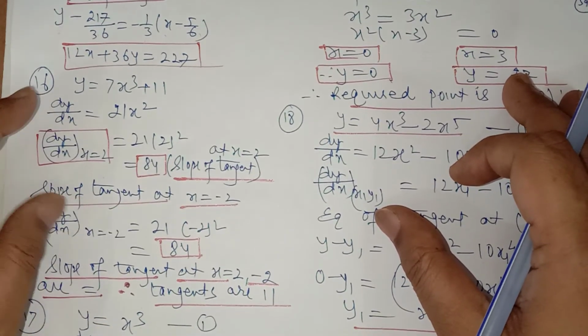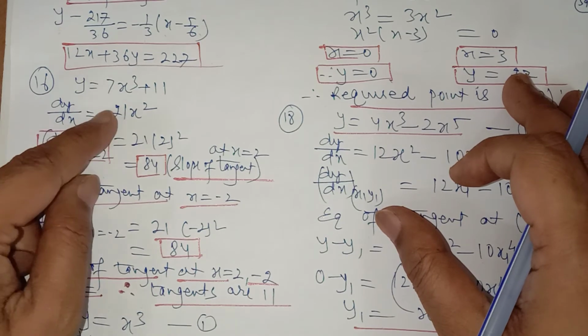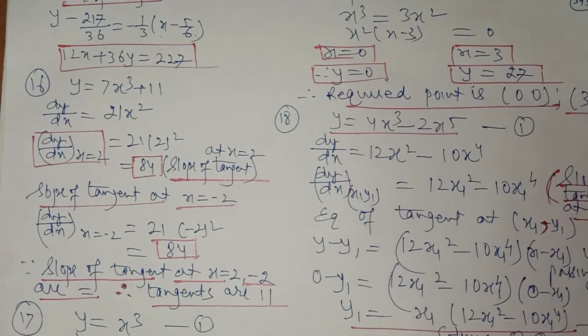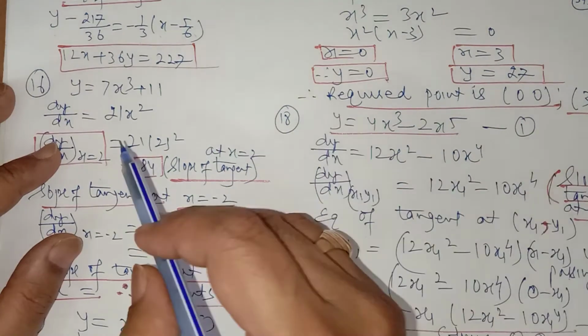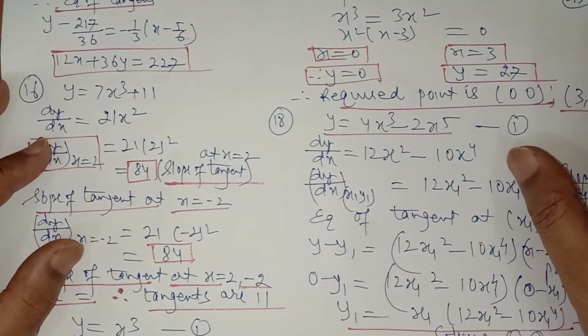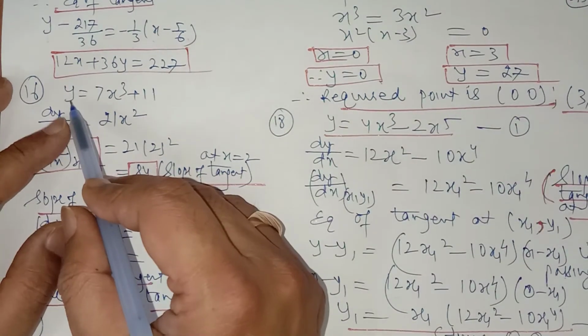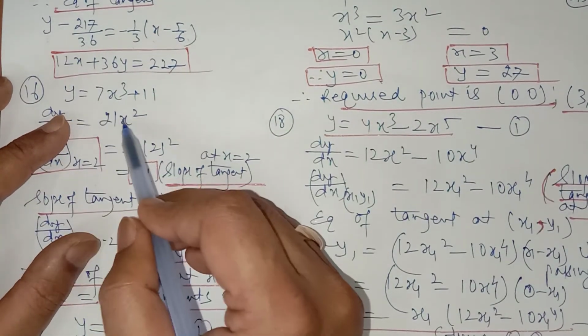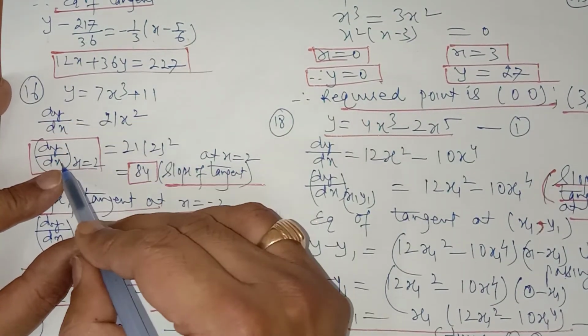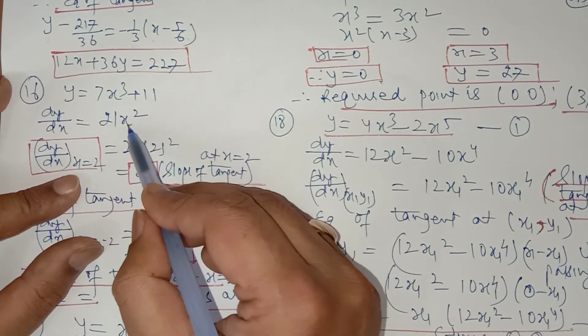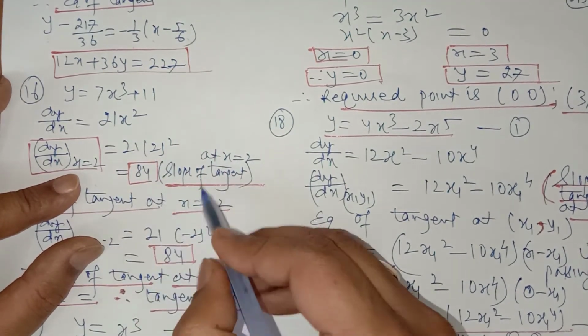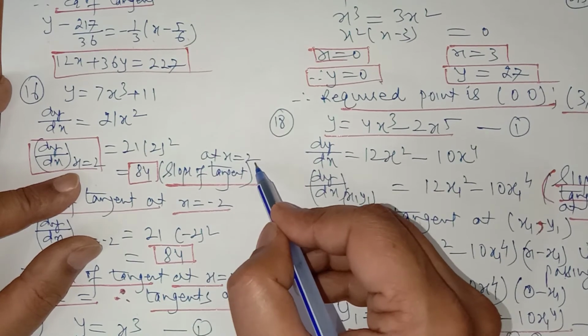Now in question number 16, you have to show that the tangents to the curve at the 2 points, which are 2 and minus 2, are parallel. So to show that the tangents are parallel, we show that their slopes are equal. To find the slope, dy by dx is equal to 21x square plus 0. So the slope of the tangent at x equal to 2, replace x by 2 here, is 84, which is the slope of the tangent at the point x equal to 2.